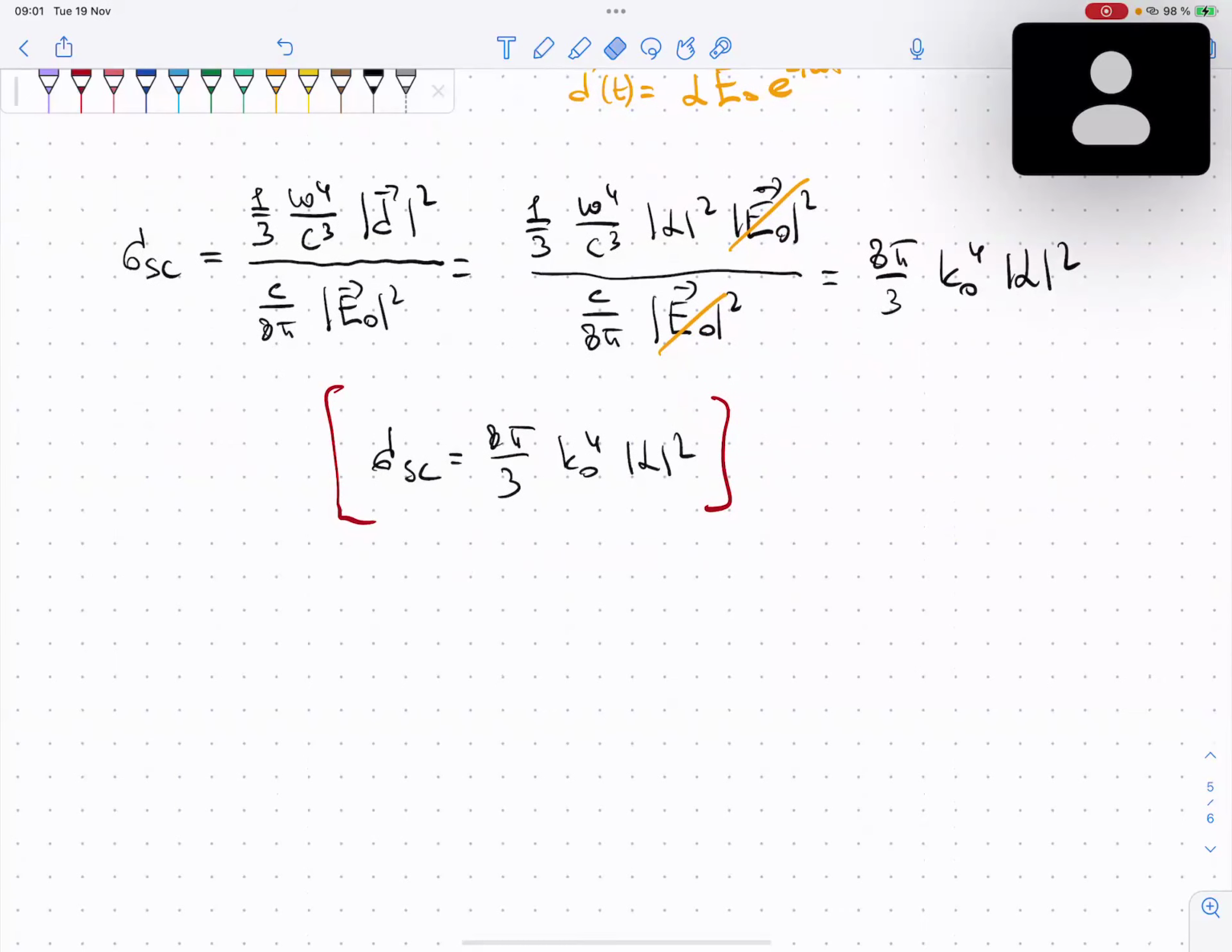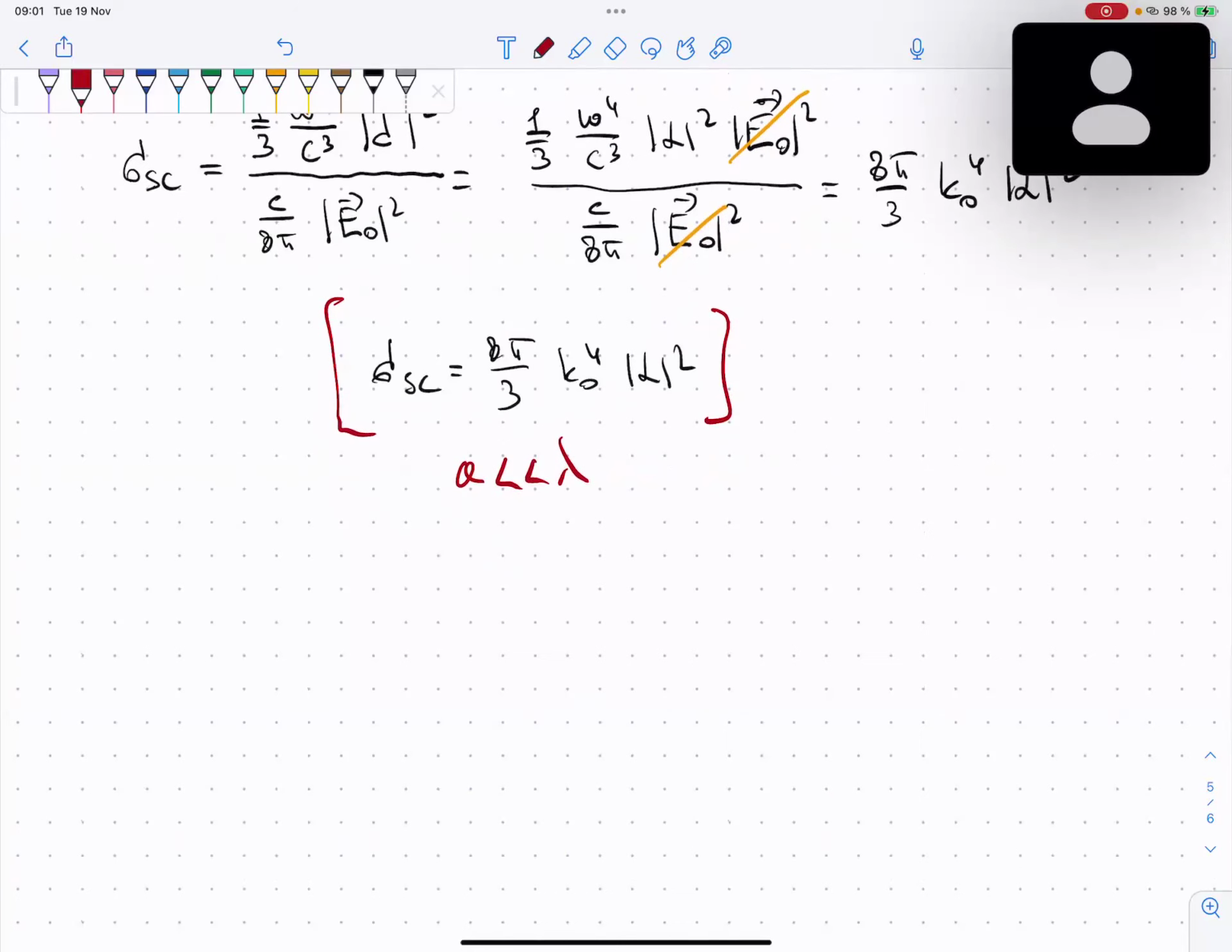This is for when the wavelength is much bigger than the size of the particle. And we see that this is proportional to 1 over lambda to the fourth power.